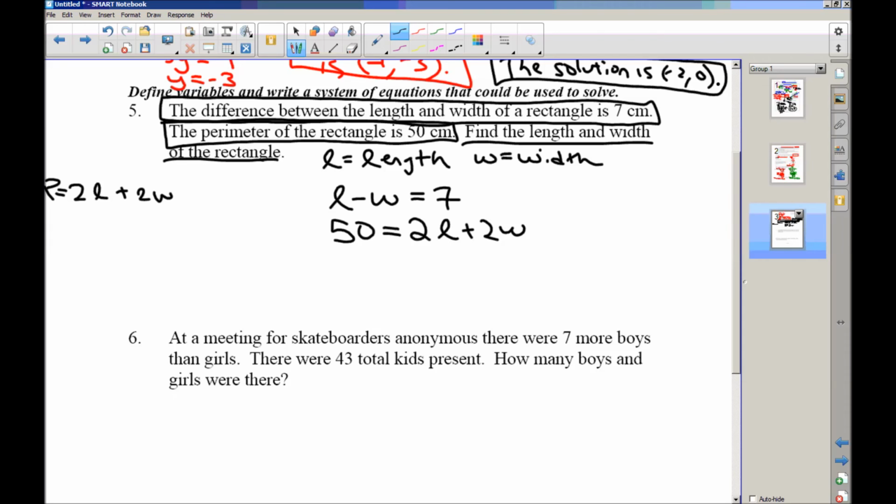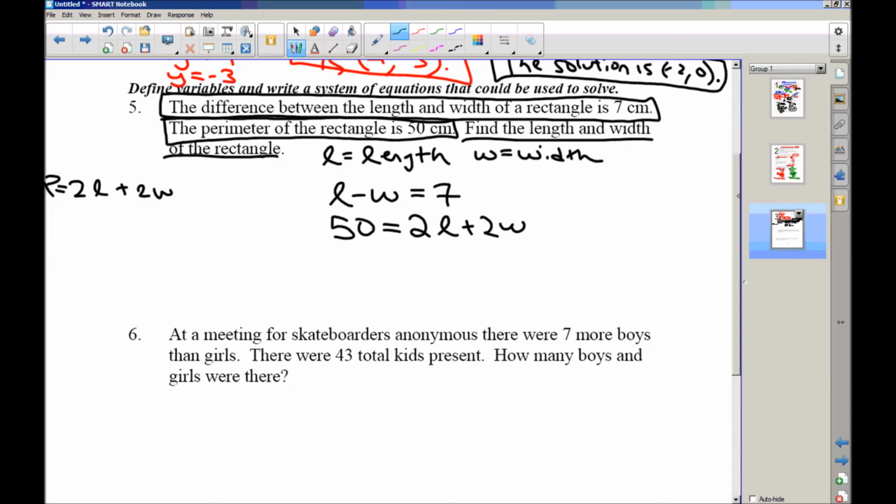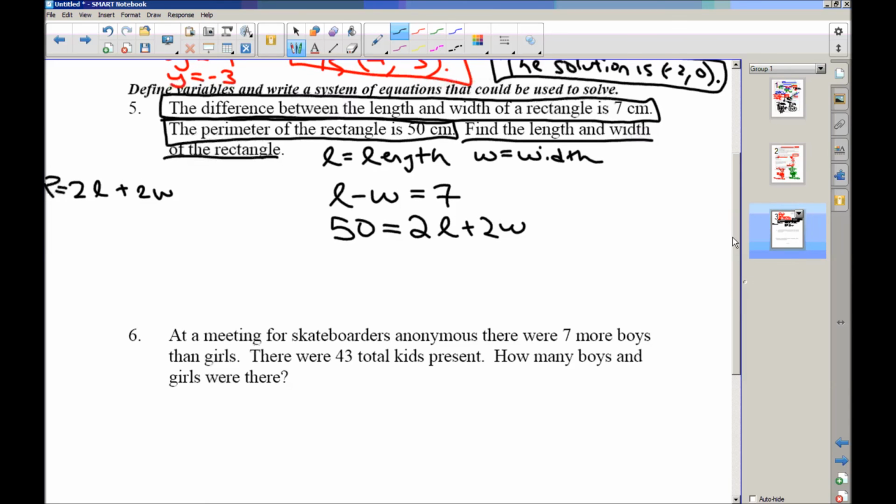Now we could solve this easily. We would just move it around so the L's are lined up, the W's are lined up, and the equals and the coefficients are lined up. And then we would do our elimination method. But in this case, we have to do a little bit of work before we'd be able to do it, because the coefficients wouldn't be the same or opposites. So we'll learn how to do that kind of problem in the next section.